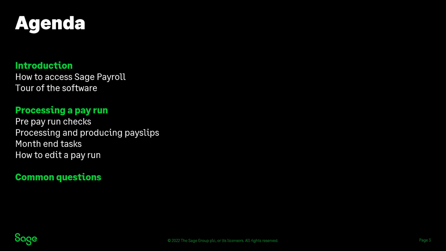So let's take a look at what we'll cover in today's webinar. We'll remind you how to access Sage Payroll and show you the software in a little bit more detail. So we'll take you on a tour of the software. We'll show you how to prepare before you process your payroll and then move on to the 4-step process of running a pay run. This will include completing the pay run, producing the pay slips, and we'll take you through the submissions that you need to make to HMRC.